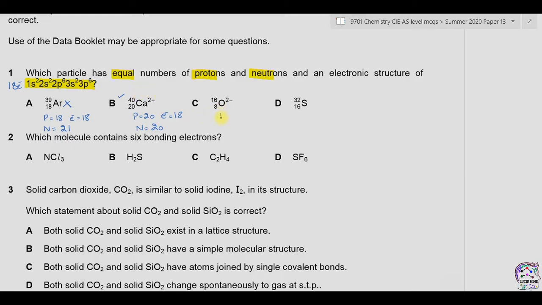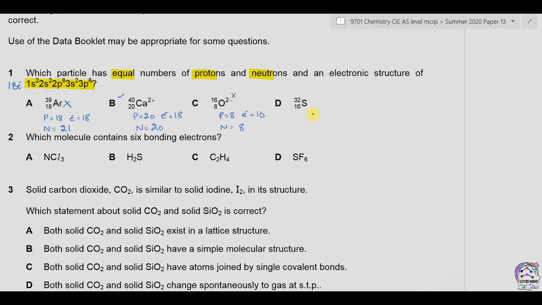We have oxygen. There are 8 protons, number of electrons is 10 because we have -2 charge, and neutrons is 16 minus 8, 8 neutrons. So we have equal number of protons and neutrons, but the number of electrons is 10. So therefore it does not come equal to this electronic configuration. So it is not oxygen.